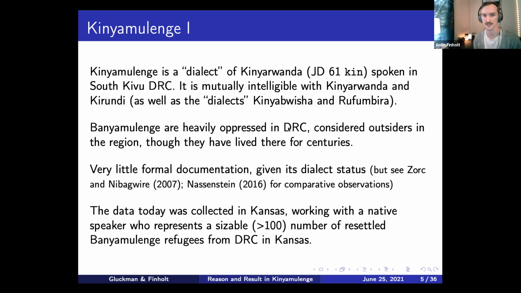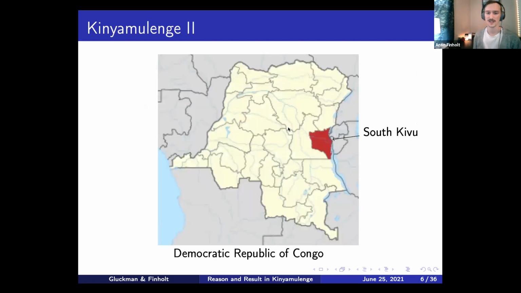And so this fact, on top of this notion of Kinyamulenge being a dialect of Kinyarwanda, has led to very little formal documentation on the language. Though fortunately for us, the data that we'll talk about today was actually collected right here in Kansas, working with a fantastic native speaker who represents a large number of resettled Banyamulenge refugees in and around the Kansas City area. So here you can see a map of South Kivu in the Congo. It's right on the western border of Rwanda and Burundi.